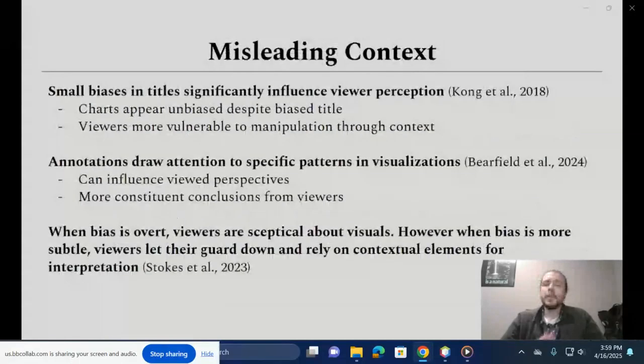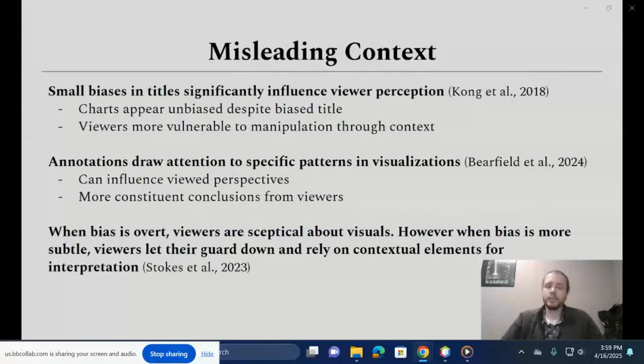Now, misleading context is one of the things that I thought was most fascinating about this paper. This studied the title and annotations about visuals. If you have a small bias in a title, it can significantly influence viewer perception, because if the title isn't super biased, we intuitively interpret the chart as unbiased data. So you're more vulnerable to manipulation through the context of the title.